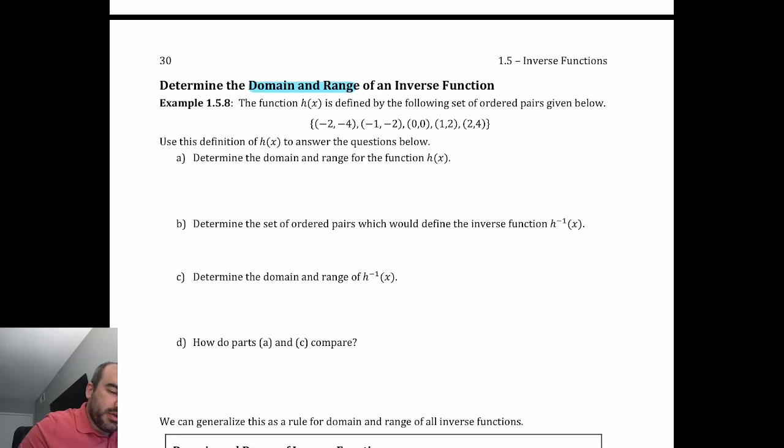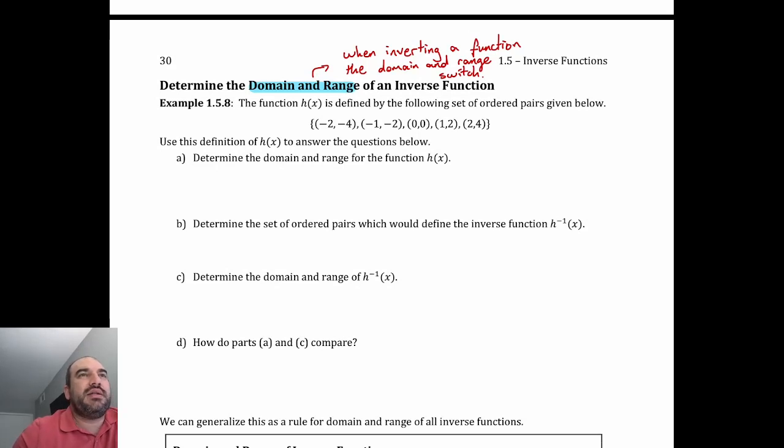Domain and range. Let me just put a note here at the top of the page. We'll say when inverting a function, the domain and range switch. Right, we see that in that step 3 where we interchange the x and the y in the process.